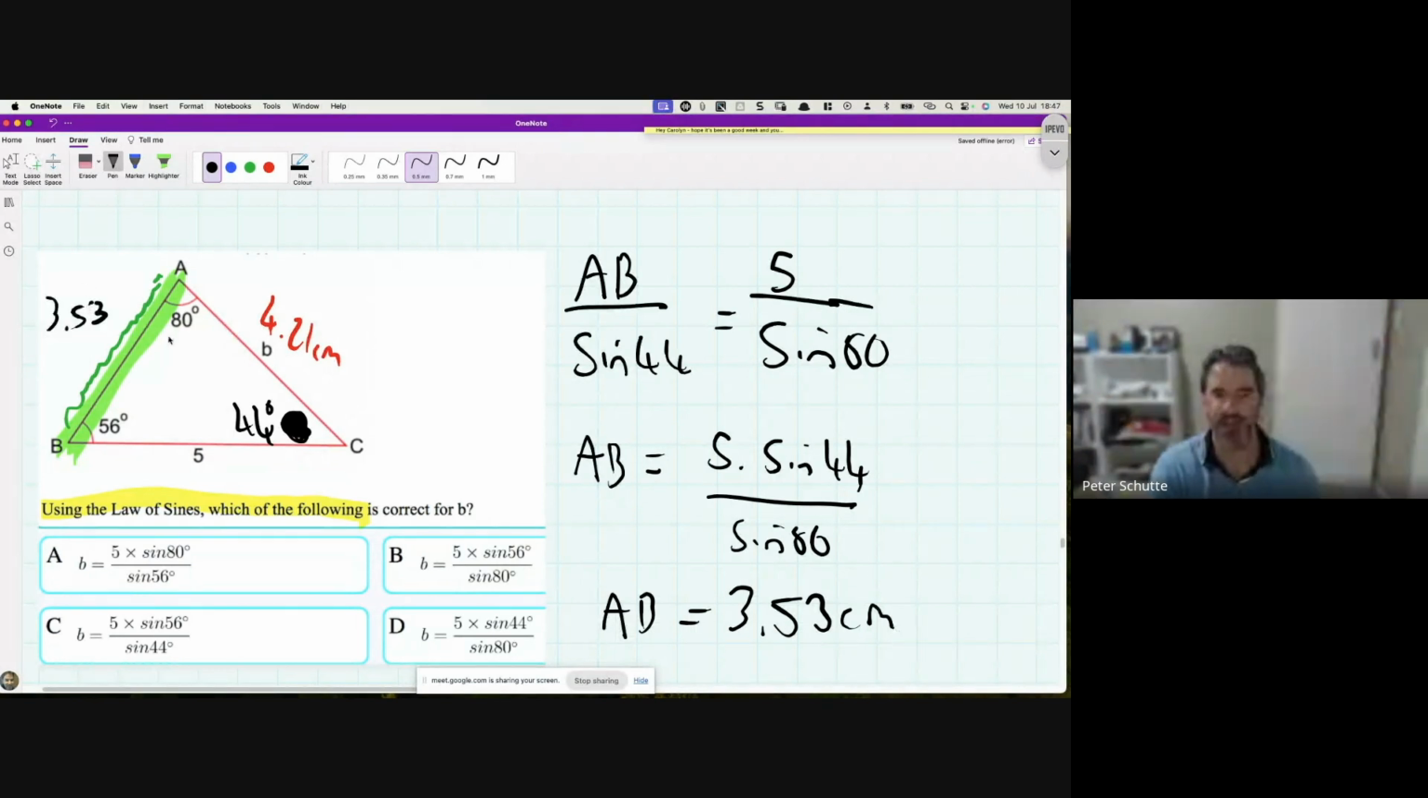Okay, now, final question. I want to know, what is the perimeter of triangle ABC? They often ask you, like, what is the perimeter of the shape? And you need to use the sine law to help you. What is the perimeter of ABC? What does the perimeter even mean? It means the distance around the outside of a shape.